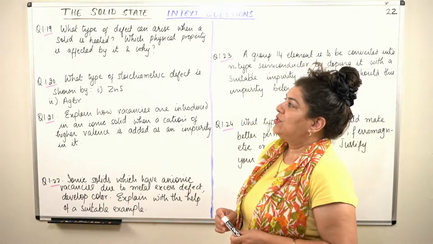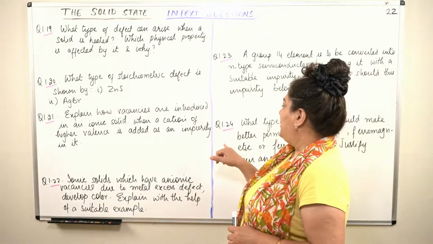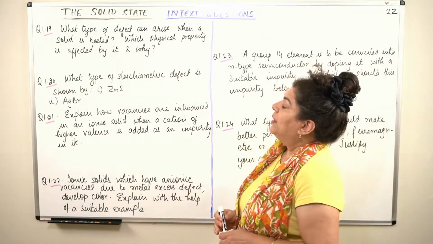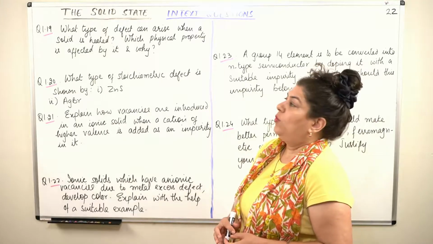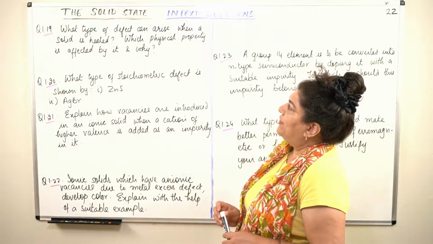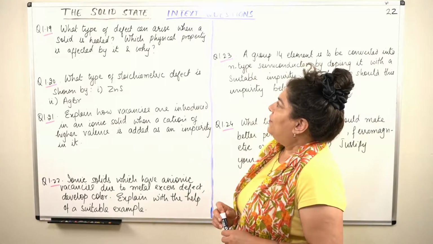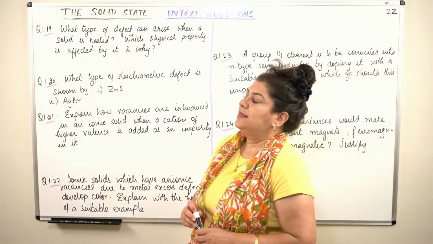These are in-text questions from chapter 1, question 19 to chapter 1, question 24. The first question is 1.19. What type of defects can arise when a solid is heated? Which physical property is affected by it and why?